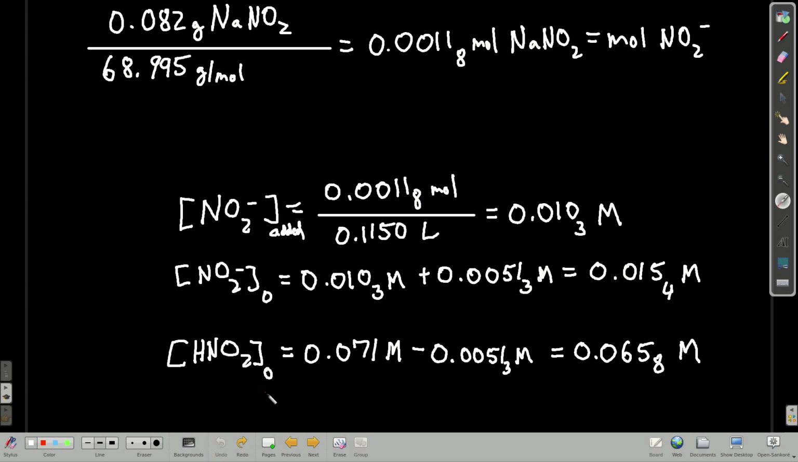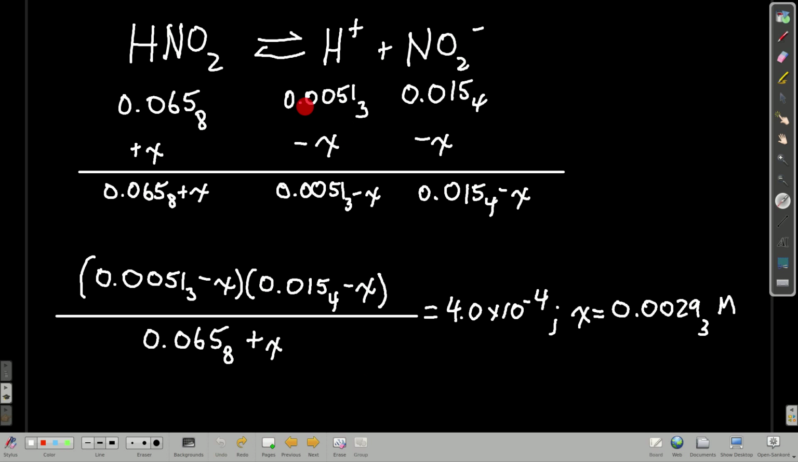And our initial concentration of nitrous acid we got by just subtracting our x from the first ICE table from our initial concentration of nitrous acid. And we get this. So now our second ICE table. These are our initial concentrations: nitrous acid, hydrogen ion, nitrite. This is more than this because we added the sodium nitrite. And the sodium is just a counter ion. It dissociates completely in water, and sodium doesn't do anything else.